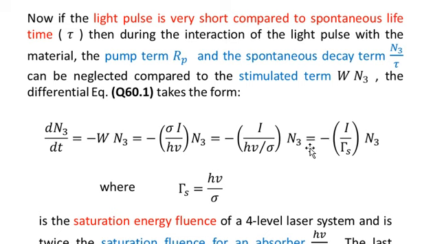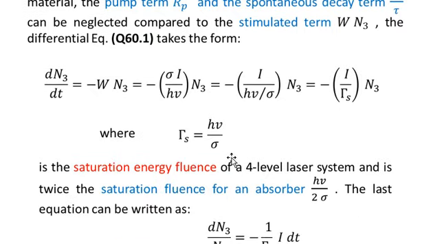So we have the final result as dn3 over dt is equal to minus I over gamma s multiplied by n3, where gamma s is equal to h nu over sigma, the saturation energy fluence. You know that the fluence means the energy absorbed by the material per unit area from the pulse. So gamma s is equal to h nu over sigma, the saturation energy fluence of a 4-level laser system, and is twice the saturation fluence for an absorber, which has a value equal to h nu over 2 sigma.